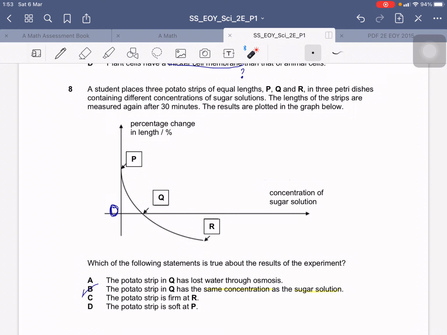If you look at the other options, for A, they say Q has lost water. Now this is already not true because there's no change in the length. Talking about firm, actually not really relevant. So we can ignore them.